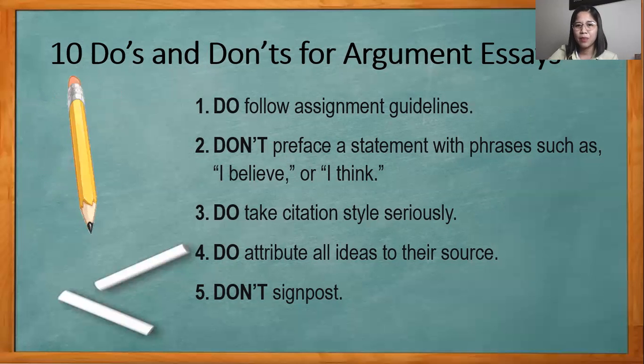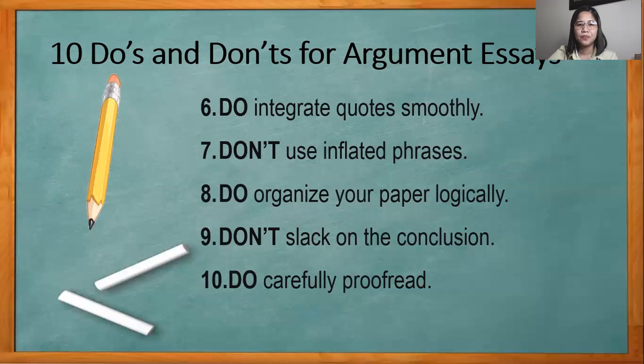And the fifth one is, don't signpost. When we say signpost, you are telling the reader what will happen. You are somewhat like narrating in your argumentative essay. Don't do that. If you want to say something, just say it right away. Don't signpost. The sixth one is, do integrate quotes smoothly. Seventh one, don't use inflated phrases.